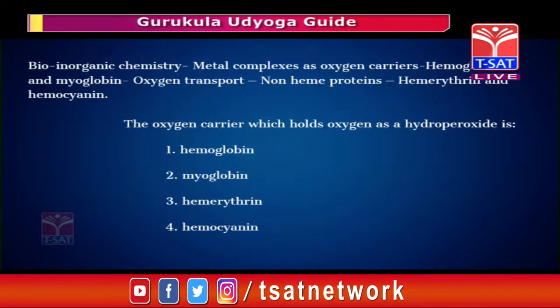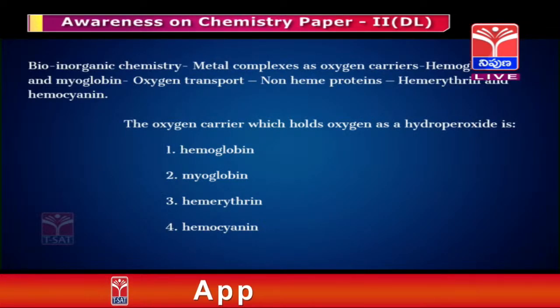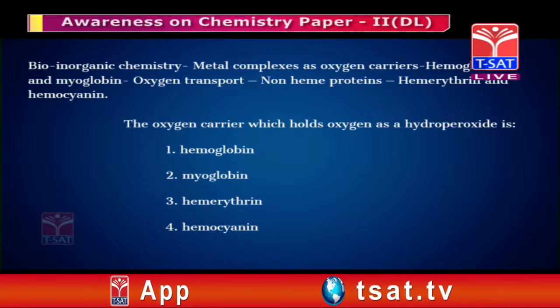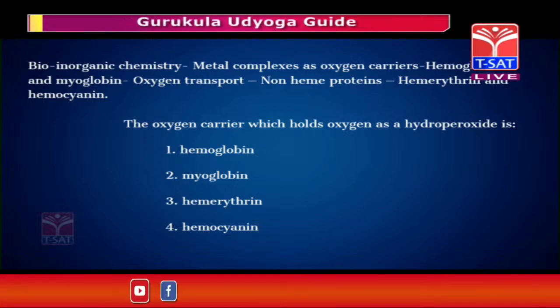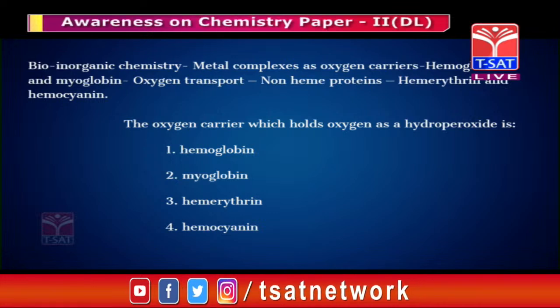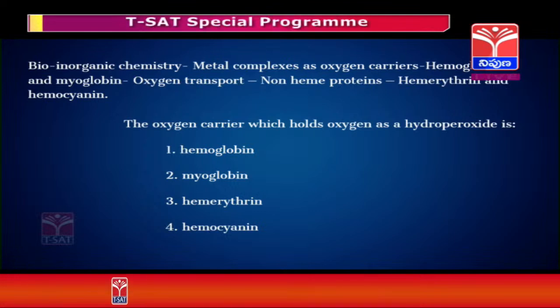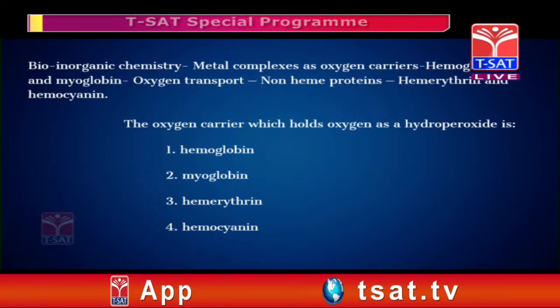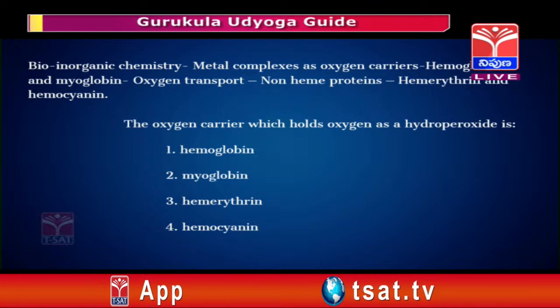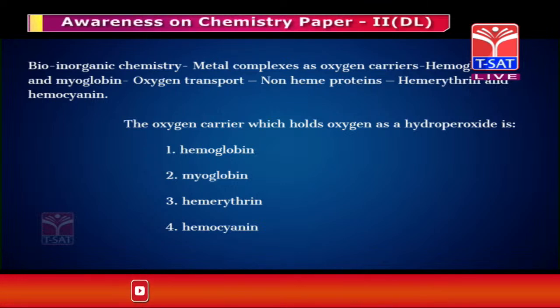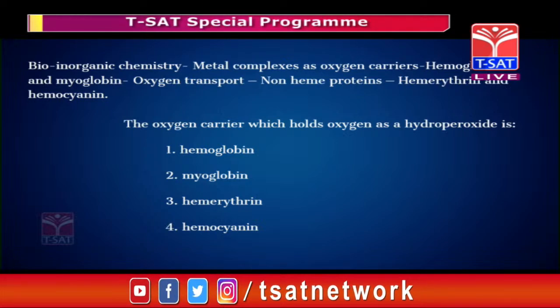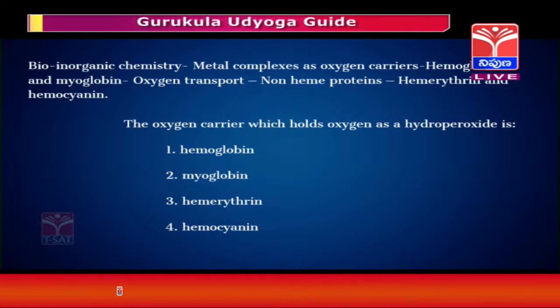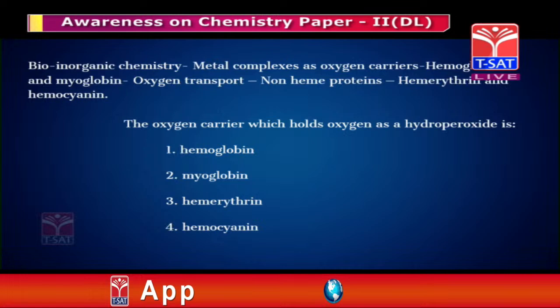Bioinorganic chemistry: metal complexes as oxygen carriers, hemoglobin and myoglobin, oxygen transport, non-heme proteins and all. Here, about hemoglobin, myoglobin, hemerythrin, hemocyanin, how their deoxy forms and how their oxy forms are, are very much important. Even factors affecting the oxygenation of hemoglobin are also important, though it is not mentioned here, but usually questions come because hemoglobin and myoglobin mean oxygen transport. So, what are the factors affecting this oxygen transport? From that also questions will come, right.